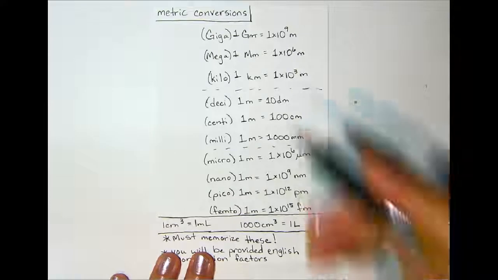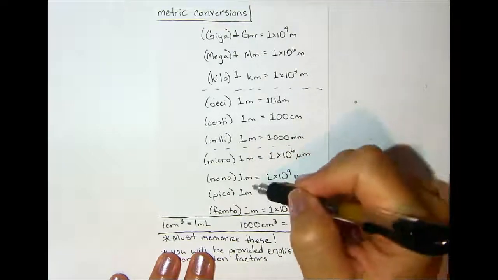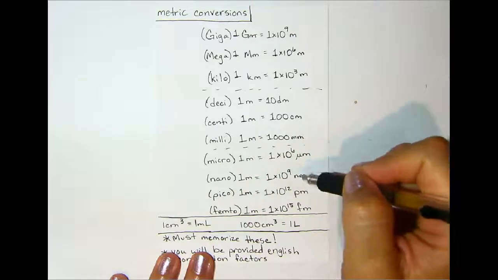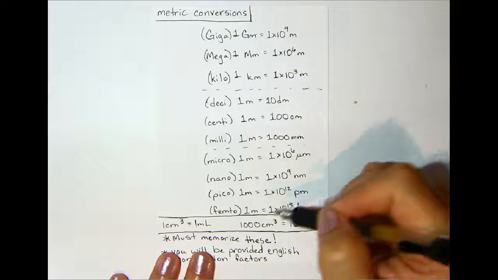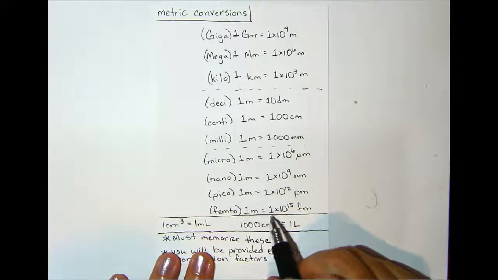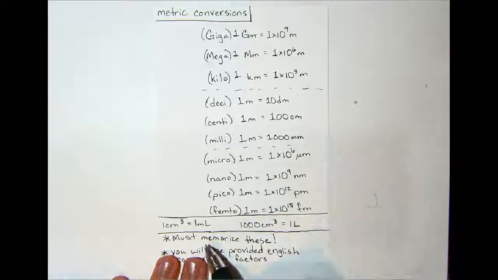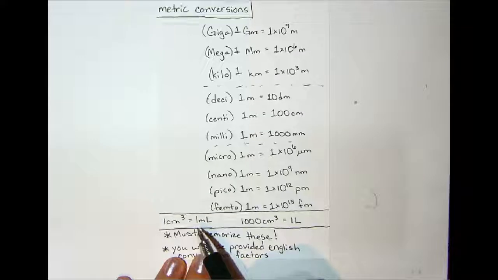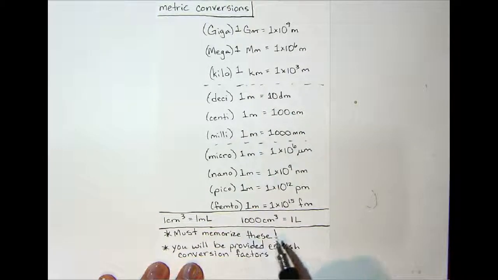Zeros, adding more zeros. So 1 meter equals 1 times 10 to the 6 micrometers. 1 meter equals 1 times 10 to the 9 nanometers. 1 meter equals 1 times 10 to the 12 picometers. And he definitely likes for you to know this, that 1 meter is equal to 1 times 10 to the 15 femtometers. And then these are the volume conversions that you are required to know. And you have to memorize this chart, but anything as far as English conversion factors you will be given.